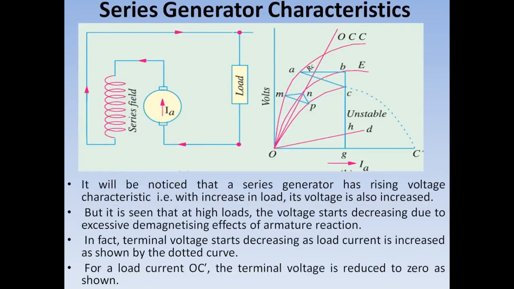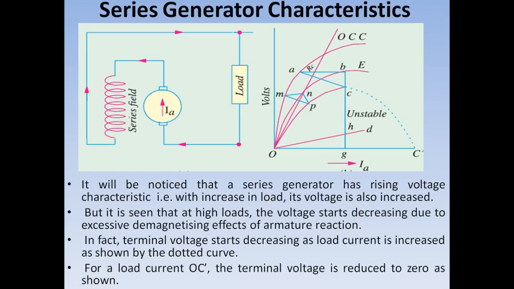Now we are going to study the characteristics of a series generator. So far we have studied the characteristics of the shunt generator. In the series generator, if you see in this diagram, it's very clear that the magnitude of armature current is the same as the field current, which is the same as the load current.